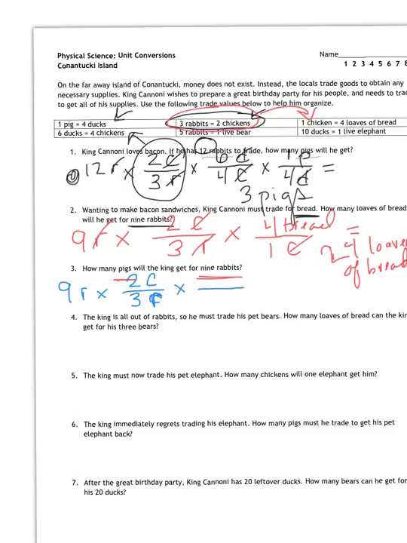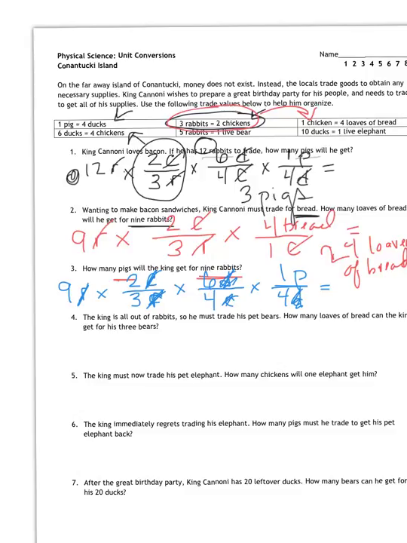We can then, that gets rid of rabbits, we can then trade our chickens for ducks. So 4 chickens, chicken on the bottom so it'll cancel. We'll get us 6 ducks. Chickens cancel. Now we can trade our ducks for 1 pig. So 4 ducks, ducks on the bottom so ducks can cancel, and 1 pig. Ducks cancel. Anything that's on the top and then the bottom, or the bottom then the top, can cancel.